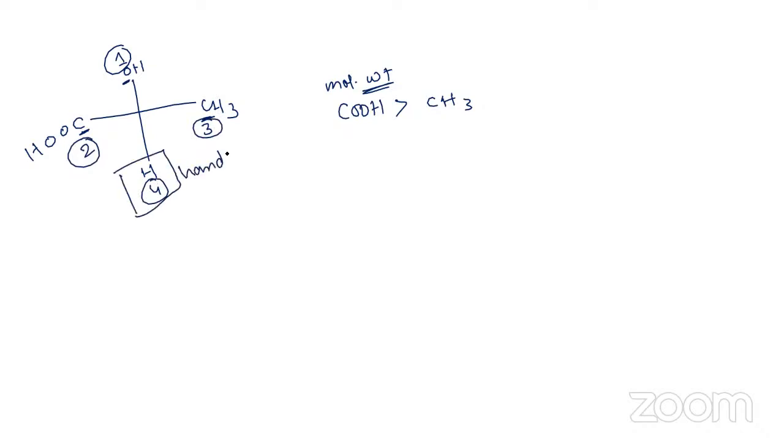Keep the hand here. Try to see the rotation. That is 1, 2, 3. So then this will go like this: 1, 2, 3, anti-clockwise. The lowest priority is at the vertical line, right?